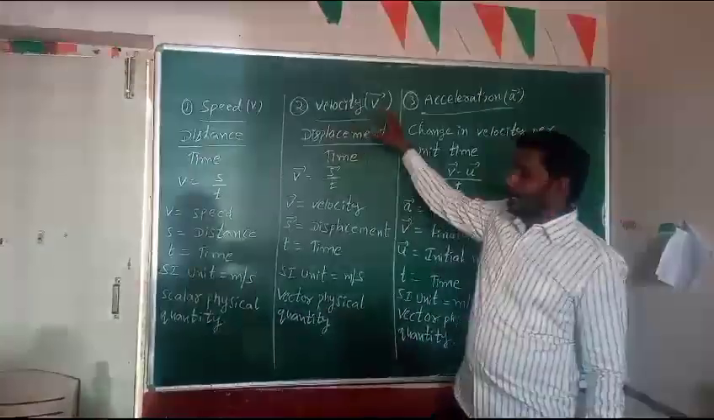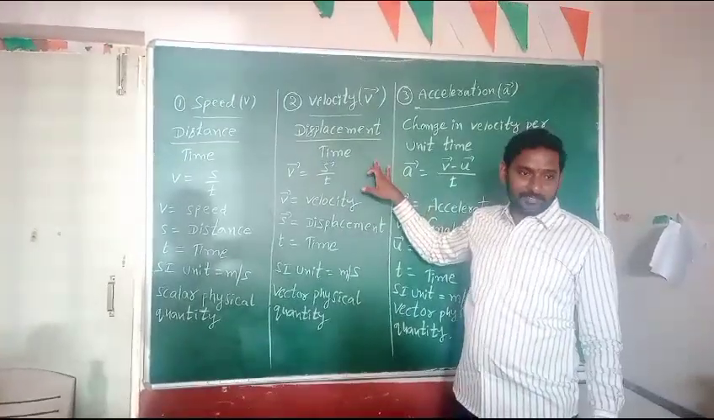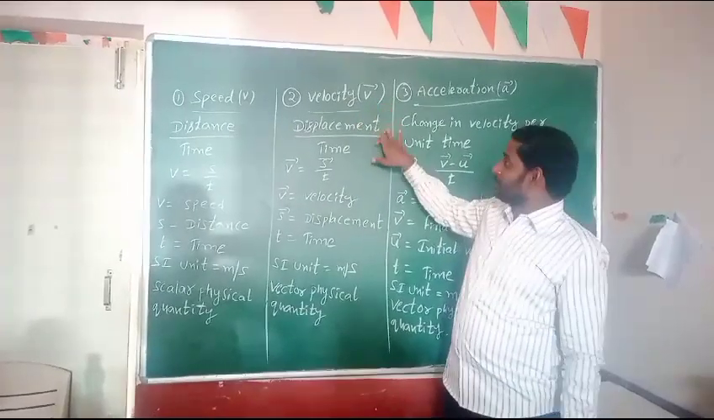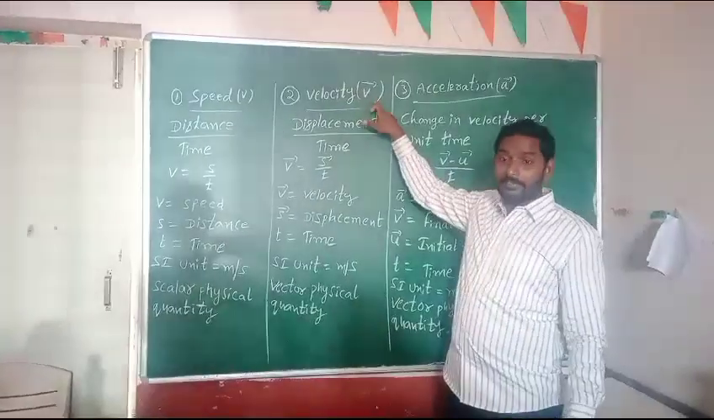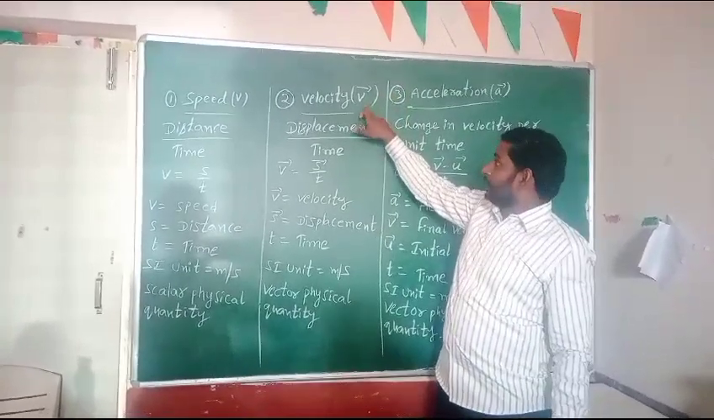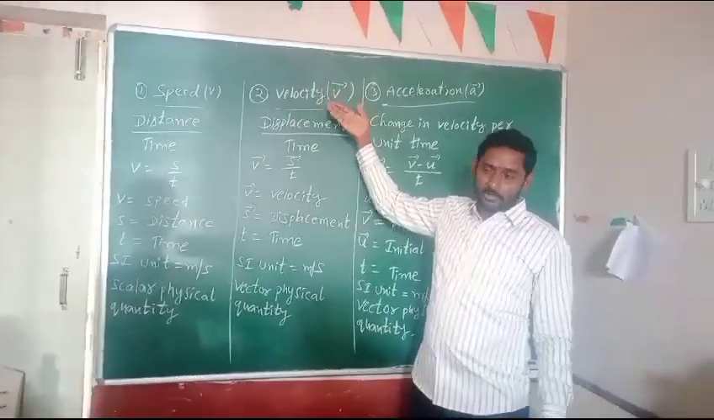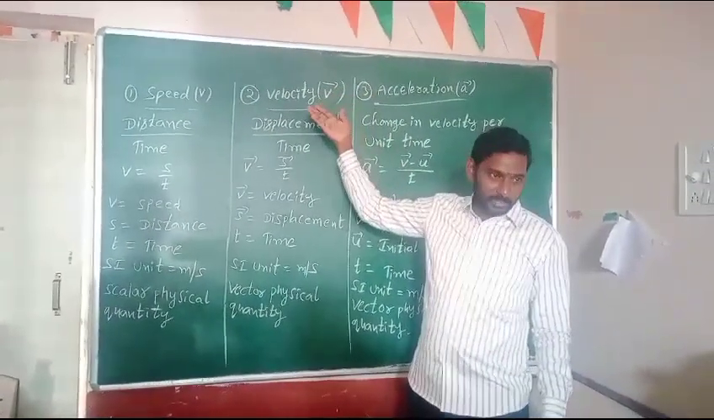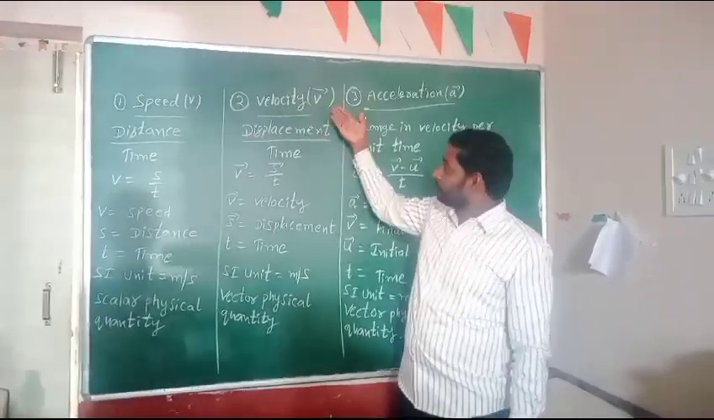Next one is velocity. The symbol of velocity is V with an arrow. Why V with an arrow? Later we will discuss the importance of the arrow.